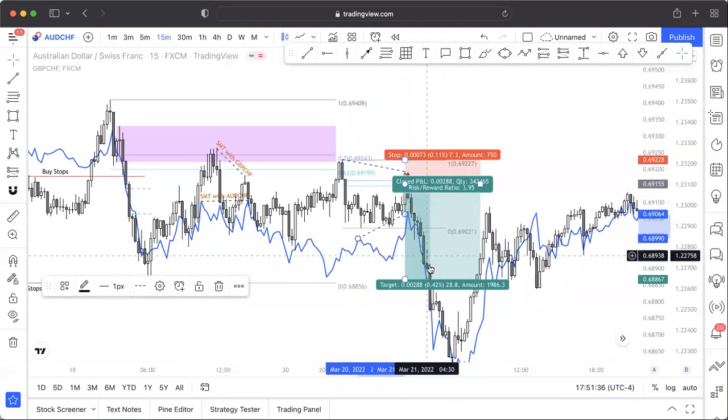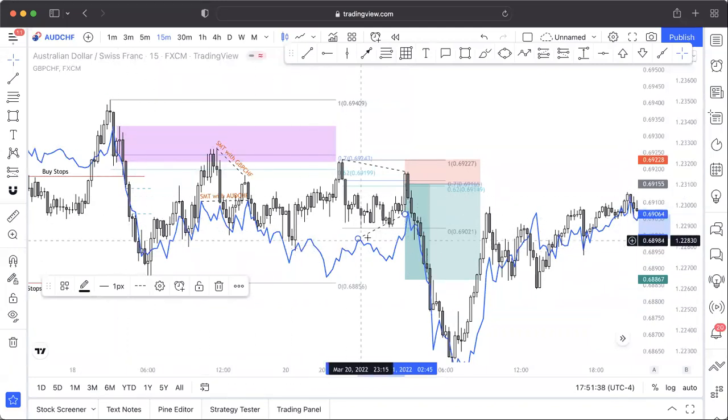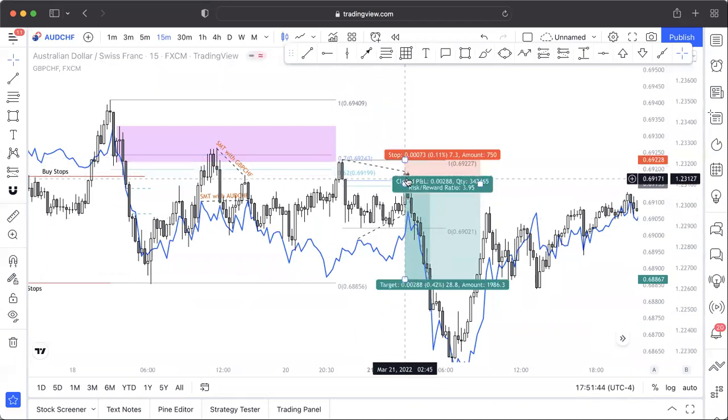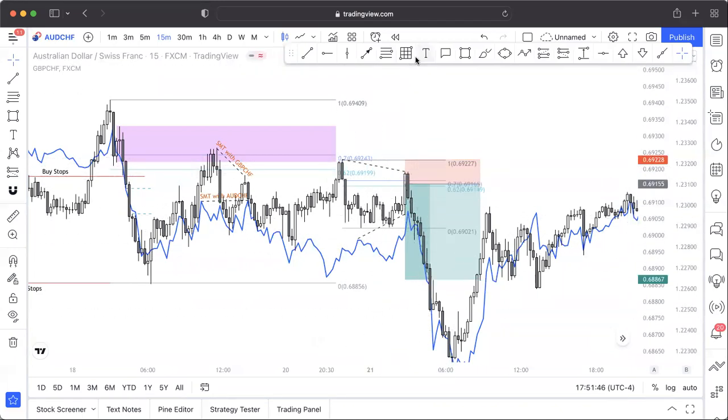We already discussed that both of these pairs are moving in the same direction, but look at the highs and you see there, the algorithm wants to see lower prices in Australian dollar CHF.